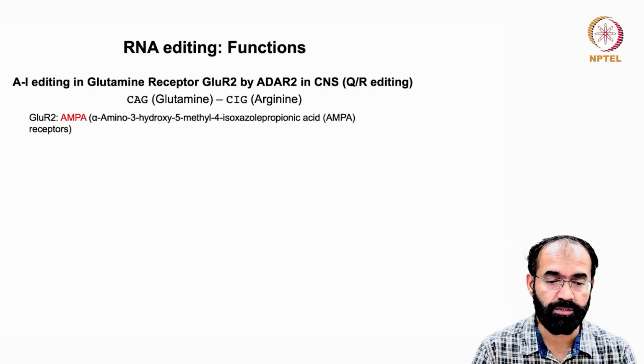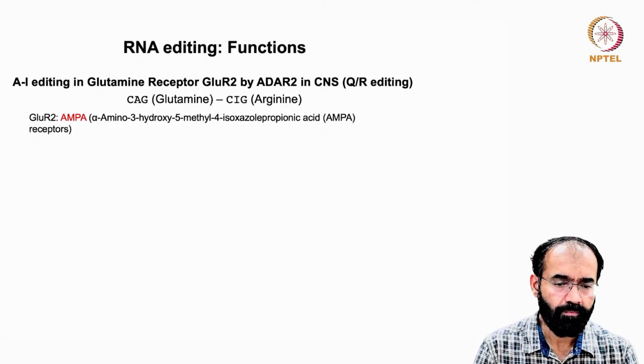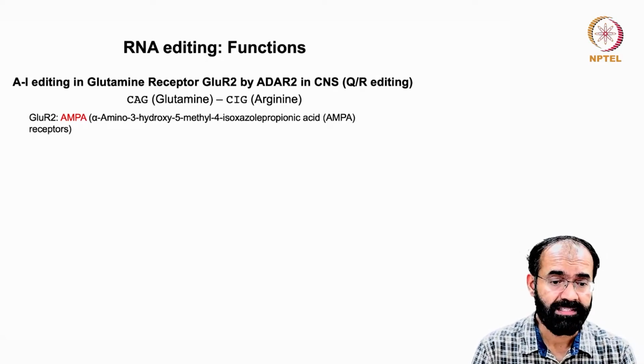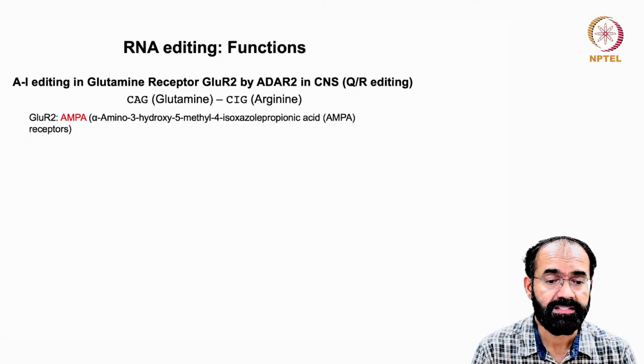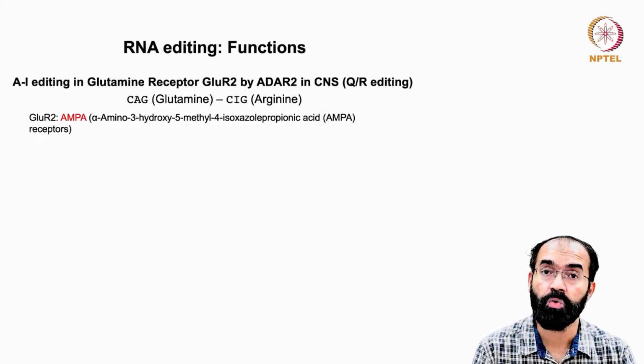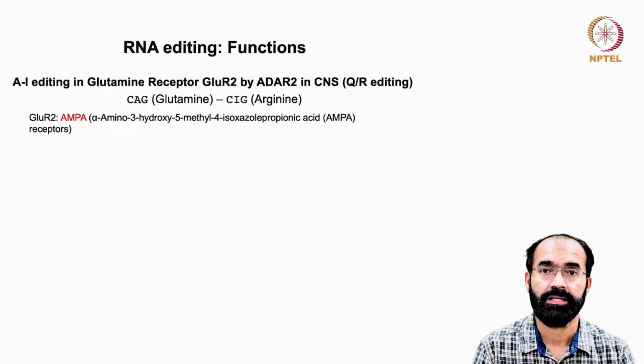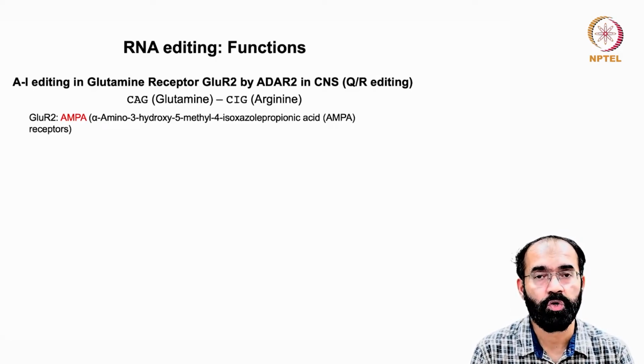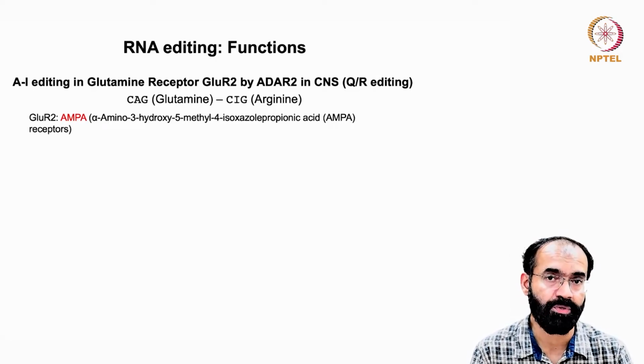We will not go further into the detail, but in this case what happened is that this CAG, which is bringing in the amino acid glutamine, is now changed into CIG, bringing in arginine. This is an important, interesting change that is occurring in the GluR2 receptor. Normally the neurotransmitter receptors are made of multiple subunits: GluR1, GluR2, GluR3, GluR4.